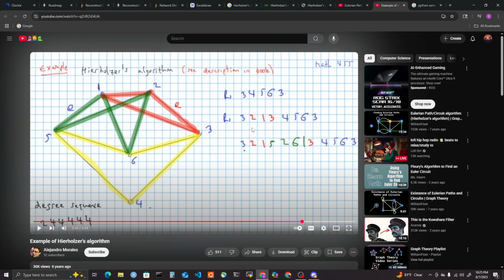Oh shoot. Okay. That did a full circuit. Well, that's interesting. And now this circuit does contain all the edges, so this is an Eulerian circuit.